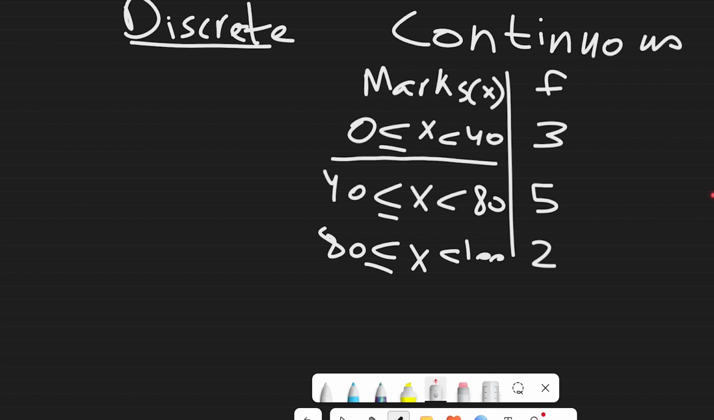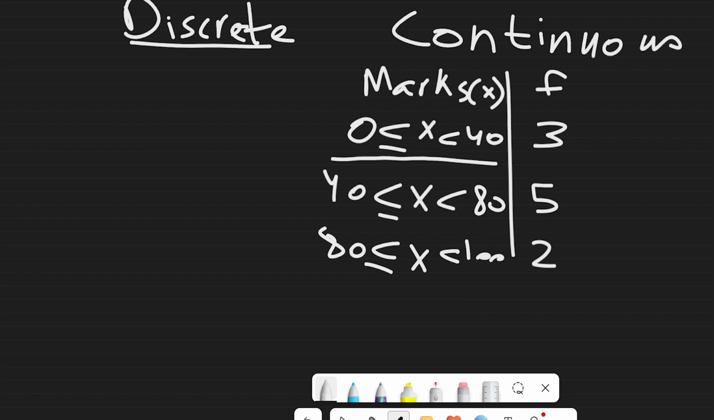Therefore, the more precise the value, the better. For example, if I used intervals of 10, then the chances of error would have been lower, right? So that is for continuous data.